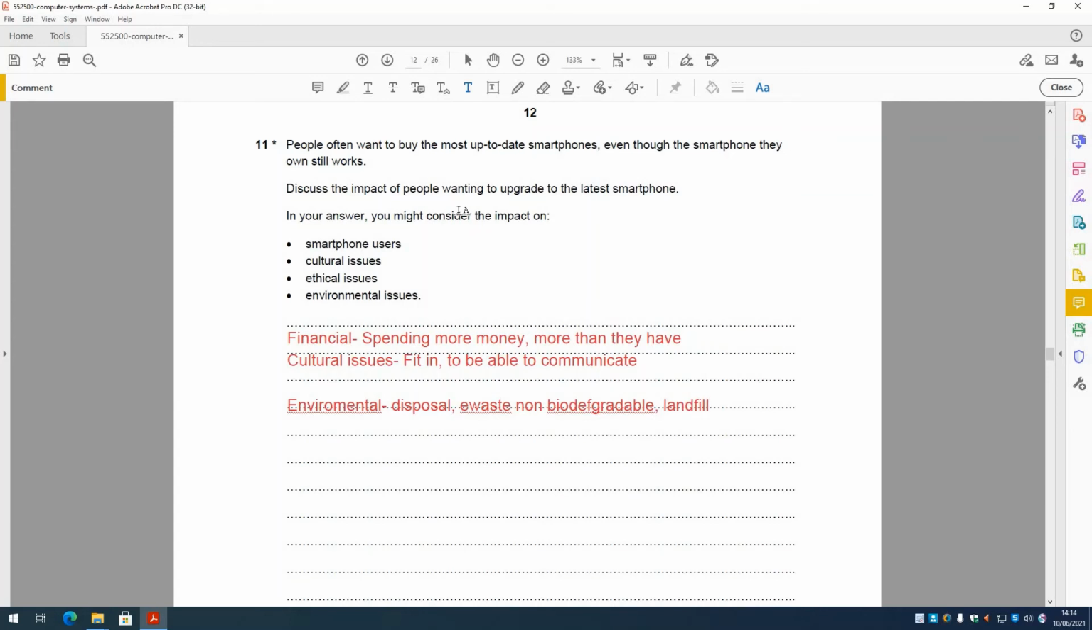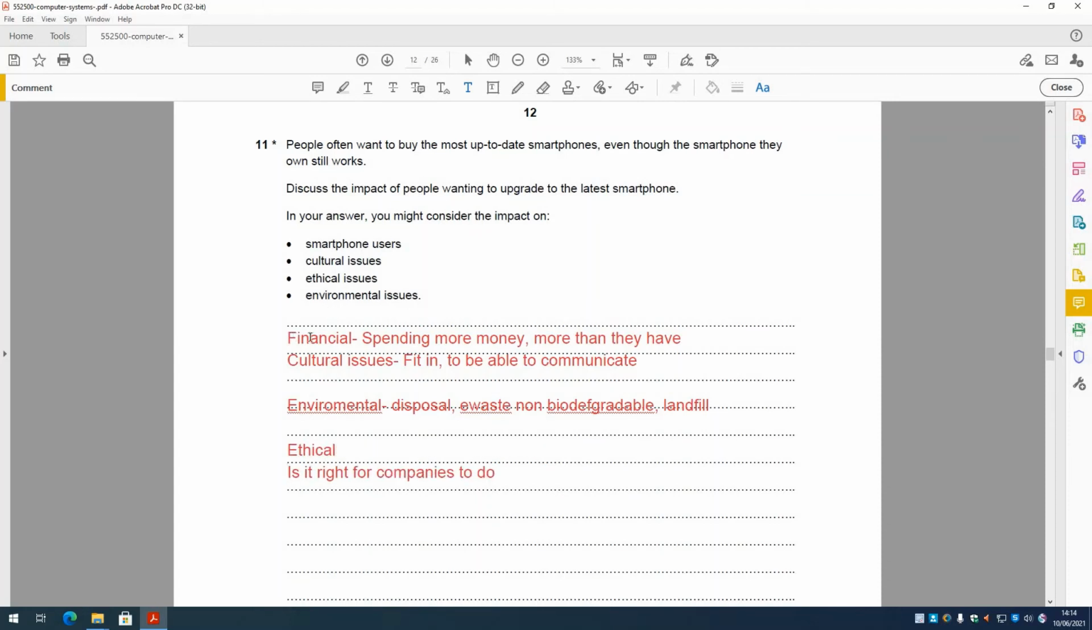We've done ethical issues. Under ethical issues, that's basically, is it right or wrong? So we could talk about whether it is right for companies to do this. Let's do it under ethical.